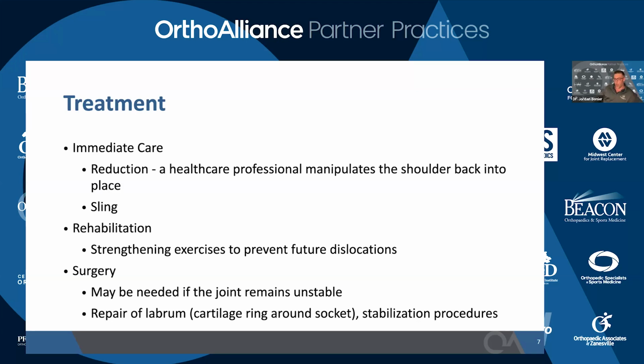And so when the ball pops out of the socket, sometimes you can get damage to that labrum, and oftentimes damage even to the bone of the socket. So the surgical treatment is oftentimes directed at repairing this labrum or the bone and the labrum complex. Other types of stabilization procedures do exist to try and increase the stability of the shoulder in those people who do have recurrent dislocations.